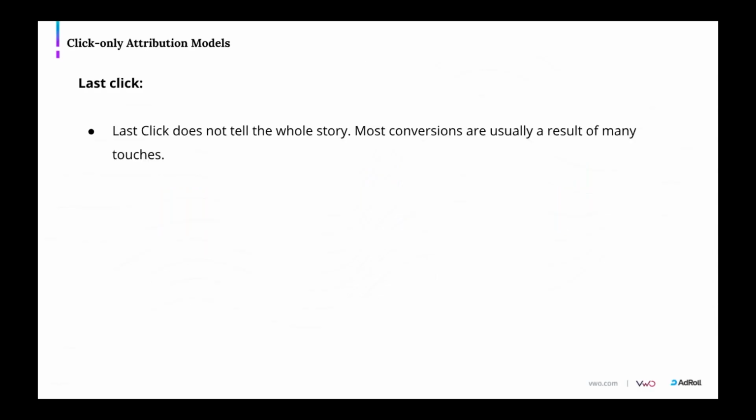So why does last click not really tell the whole story? Most conversions are the result of many, many different touches, right? I think we all know the stat that it takes something like 6 or 7 touches for your brand to stick in the mind of someone that you're trying to reach online. Last click doesn't take this into account and really forgets this when it's attributing revenue across different channels.